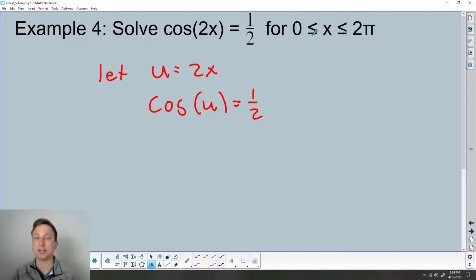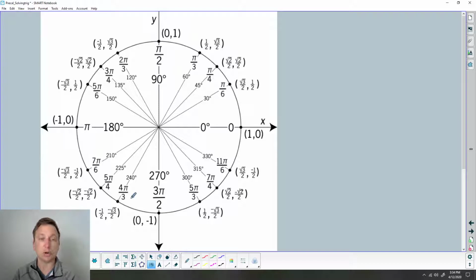And our domain restriction is between 0 and 2 pi. So we've seen this problem before, cosine of some value equals 1/2, and we want to know what value we take the cosine of, in radians, to get 1/2 out. Well, back to a unit circle again. Cosine is the x value, so we want x values that are 1/2 of a unit to the right of the origin, so that's pi thirds. The x value of pi thirds is 1/2, and then 5 pi thirds. The x value of 5 pi thirds is 1/2.